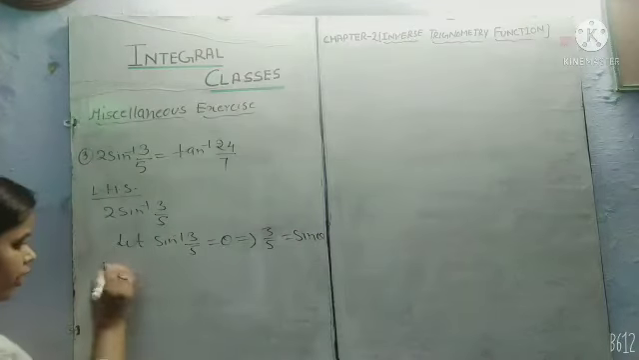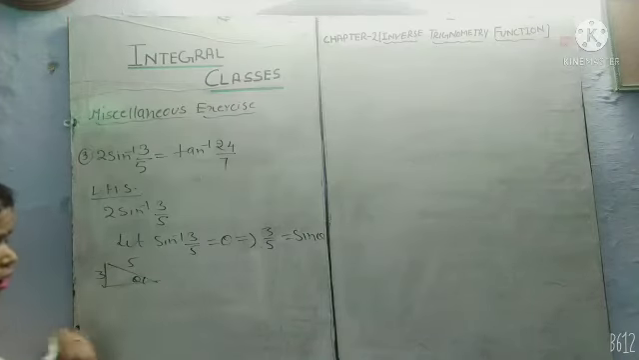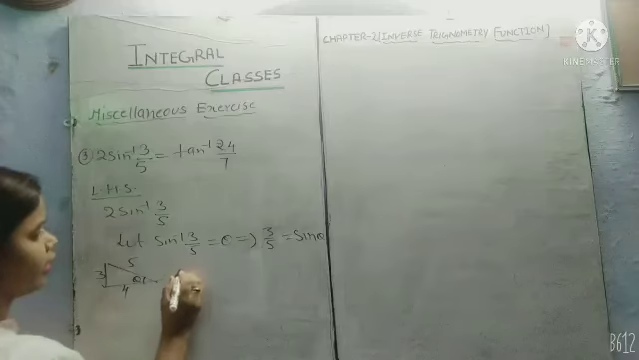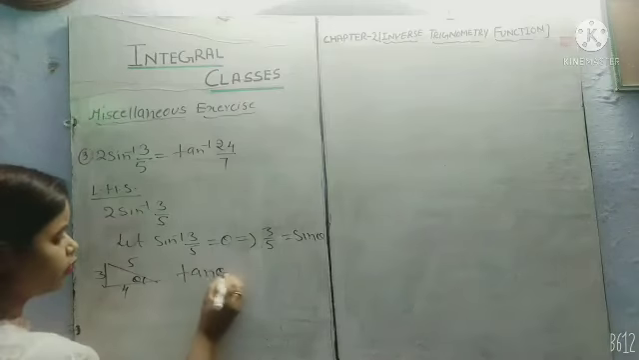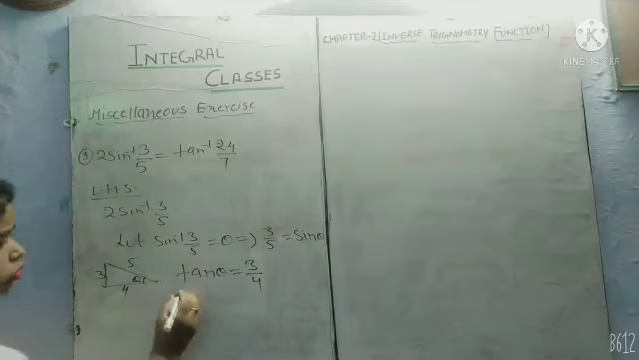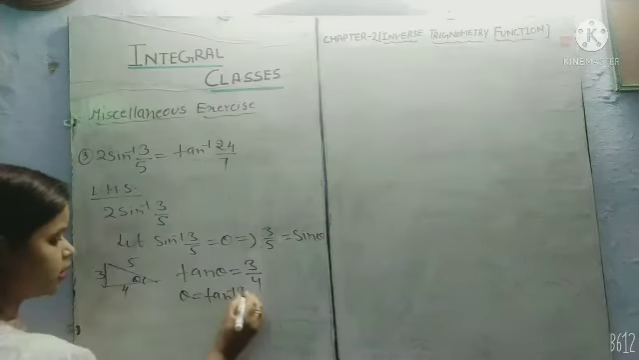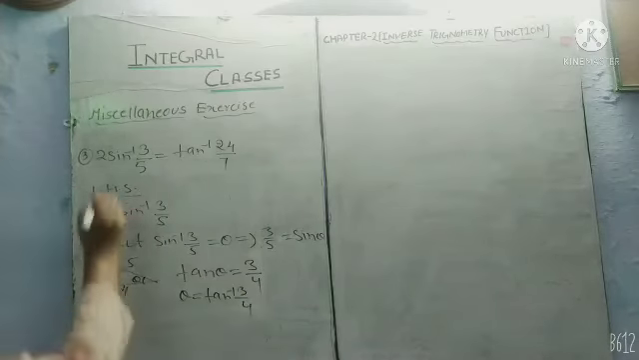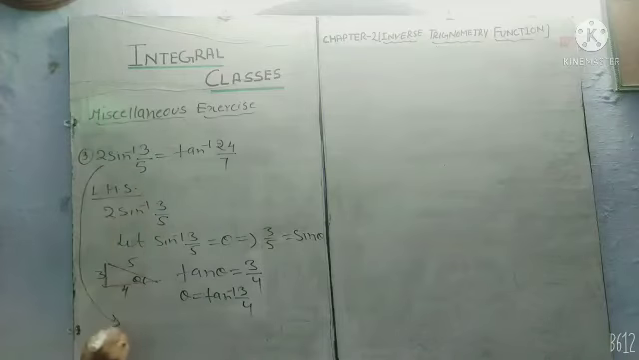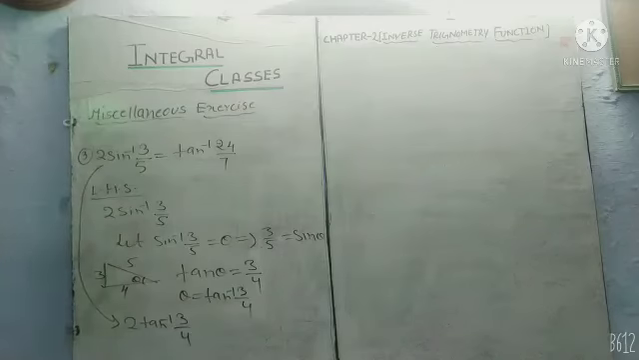If we draw a right angle triangle with angle theta, perpendicular 3 and hypotenuse 5, then the base is 4. So tan theta equals 3 upon 4, so theta equals tan inverse 3 by 4. Now we will change the term 2 sin inverse 3 by 5 to 2 tan inverse 3 by 4.